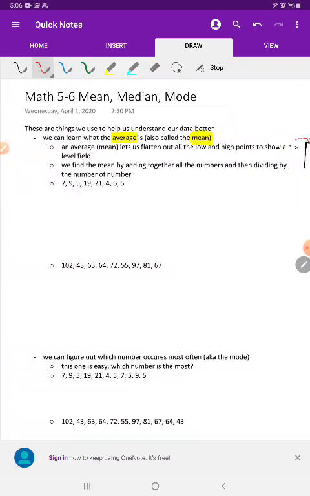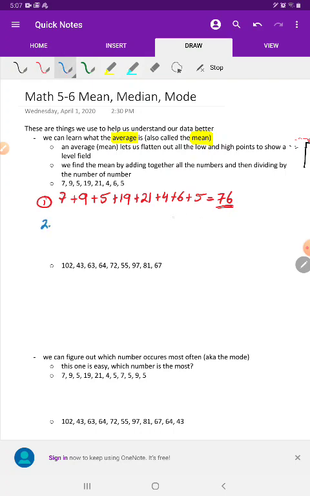The way we do that is we add together all of these numbers. So in this case, we go 7 plus 9 plus 5 plus 19 plus 21 plus 4 plus 6 plus 5. We add them all together, and that gives us the number 76. If you don't add correctly, you can make a mistake here, and then you won't have the correct answer because this number is wrong. If this number is wrong, you can't get the correct answer. Now this is just step 1.